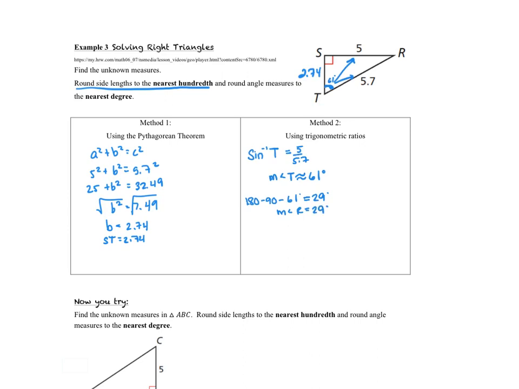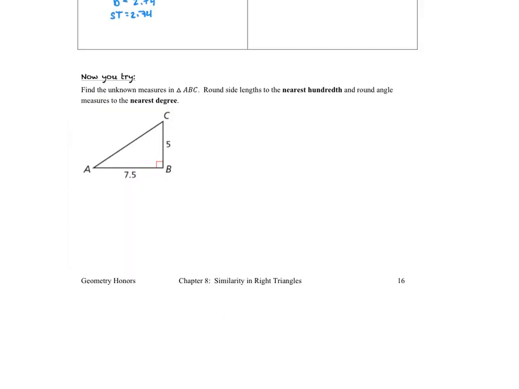I can also use a trig function to find the measure of angle R as well. I can also check my 2.754 by using, let's say, cosine of angle T, my adjacent over the 5.7, now that I know that angle T is 61 degrees. So there are a lot of ways to check your work on these problems.